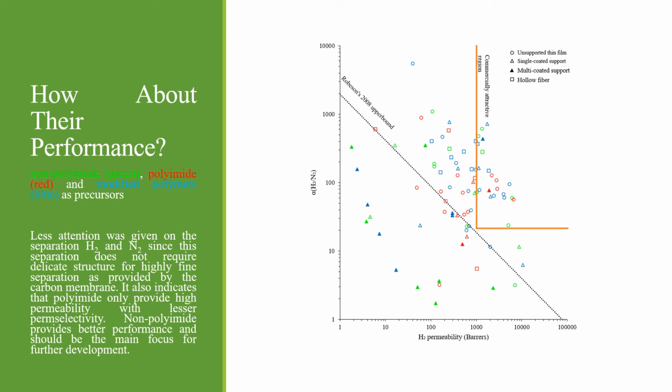But as you can see, based on the distribution here, on the commercially attractive boundaries, the non-polyimide provides better performance and should be the main focus for further development. If you are interested in developing a carbon membrane for hydrogen nitrogen separation, you should survey non-polyimide polymers, and you can also have a modification to improve the separation, such as adding secondary materials such as palladium.